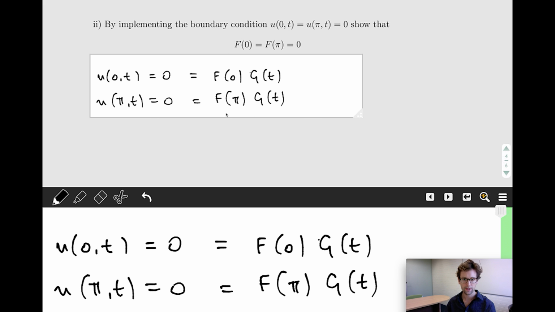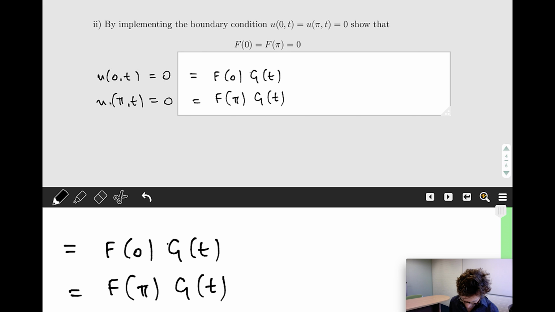So what I've got here is that by tying down the string at the two ends, I found that f of 0 times g of t is equal to 0, and f of pi times g of t is equal to 0. So in both of these cases, I've got something times something equal to 0, so one of those things has to be equal to 0. Now we've already seen that g of t can't be 0, because if it was 0, then my solution u would be 0 for all values of t.